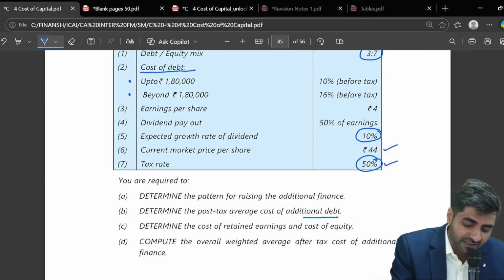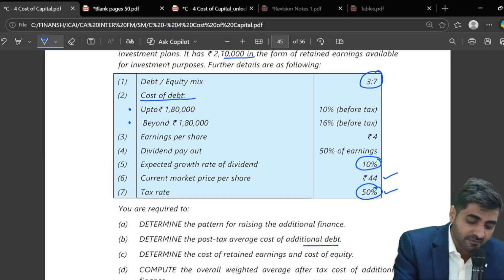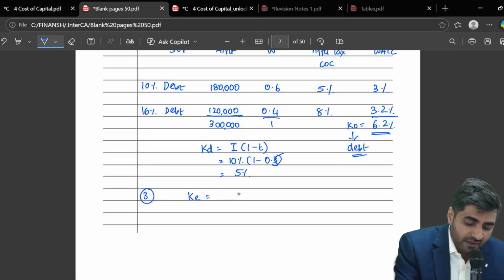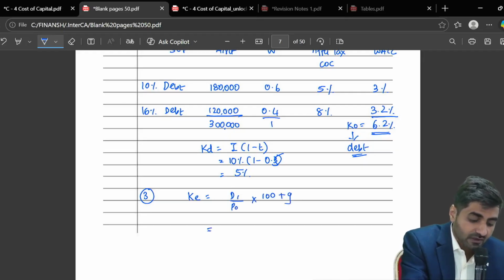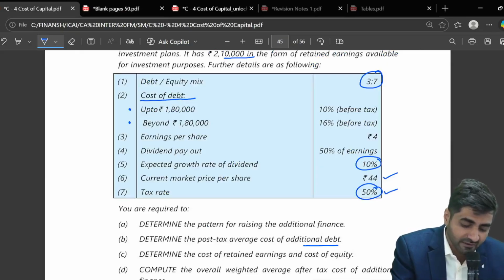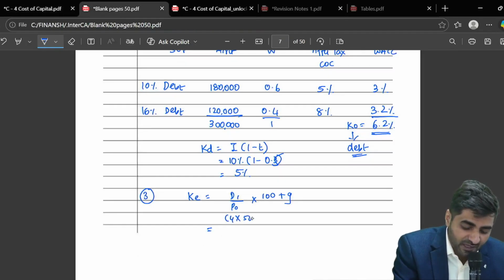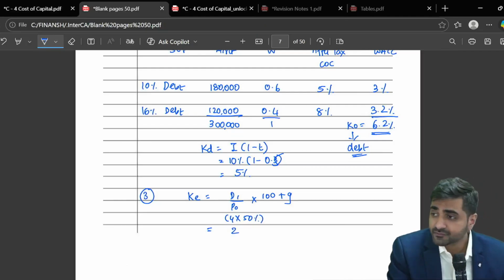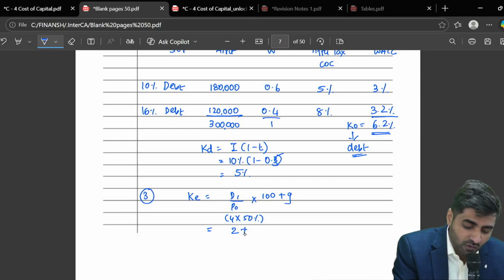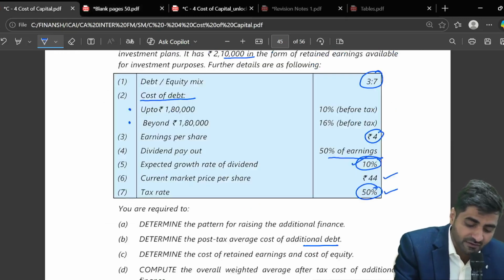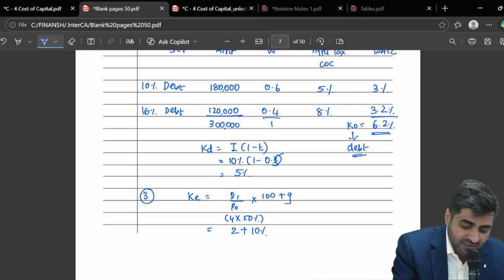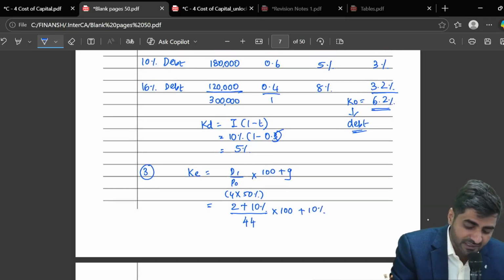Now, what's the third part? What is the cost of retained earnings and cost of equity? Please tell me, how will you calculate KE? Can I say D1 upon P0 into 100 plus G? Now, do you have your last year's dividend? Just check, we have earning per share which is 4 and dividend payout is 50%. So on 4 rupees, we are paying 50%. So this is 2, right? And what's the growth rate which they have given to you in the question? 10%. What's the market price per share? 44. And into 100 and plus the growth rate is 10%. Give me the answer.